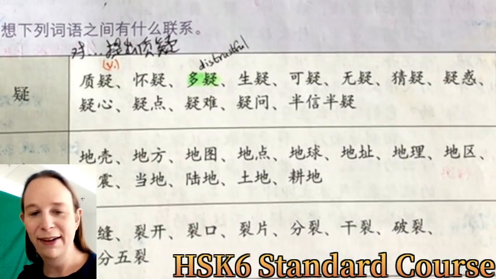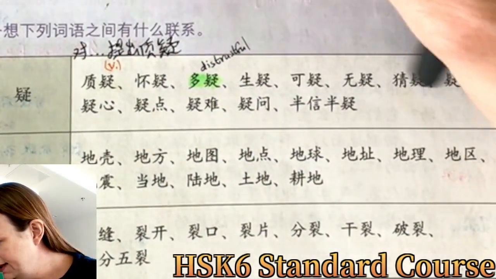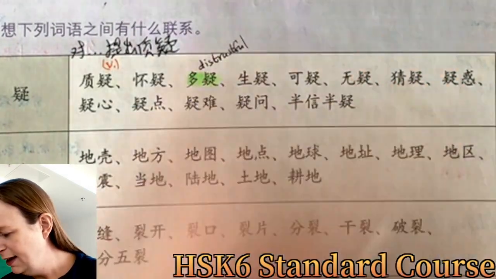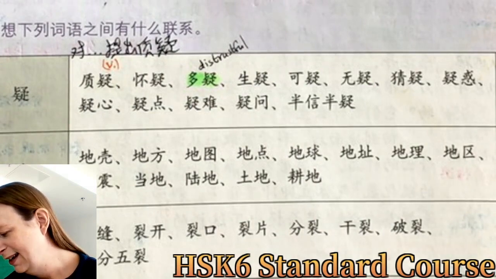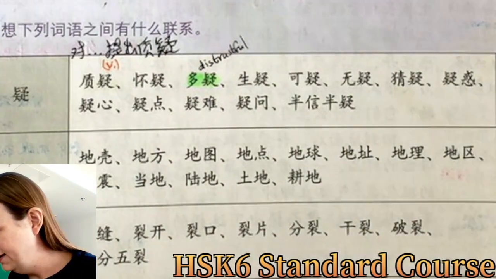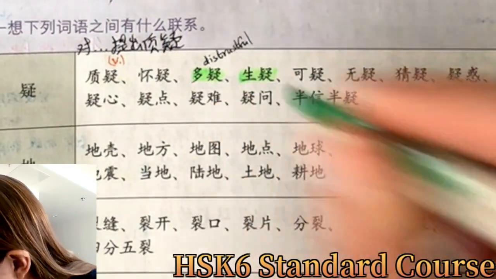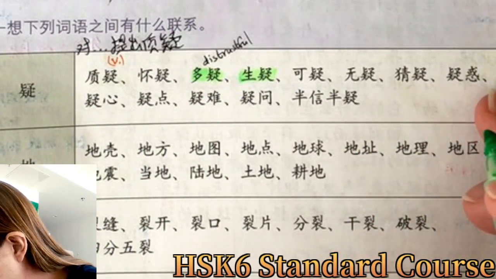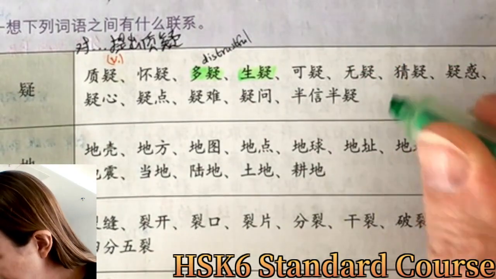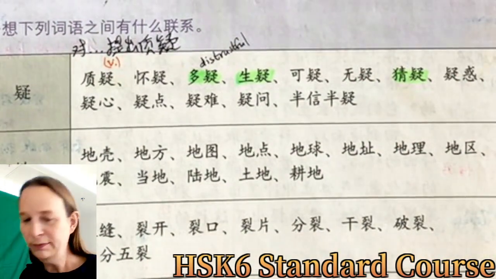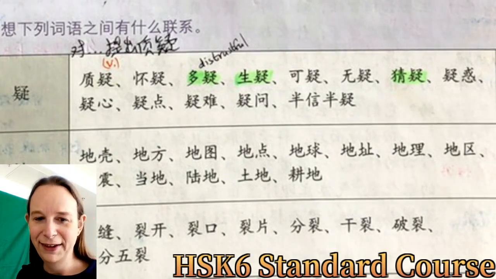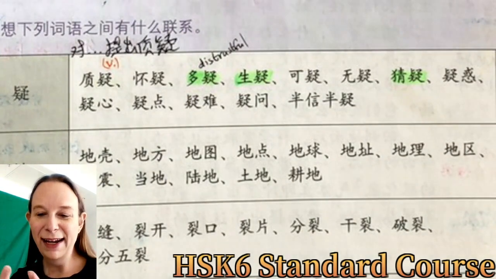生疑. I don't know that one. 可疑, 可以无疑. 猜疑, don't know that one. 疑惑. 疑心疑点. 疑难, 疑问. 半信半疑. Okay. There's a few I don't know. 生疑, I don't know. 无疑. 猜疑, I don't know. The others, 疑心疑点, I think are just words made up of two characters.